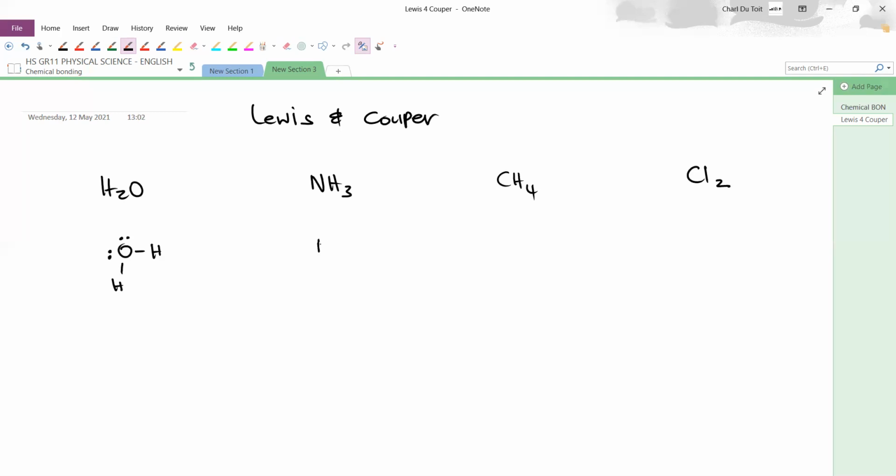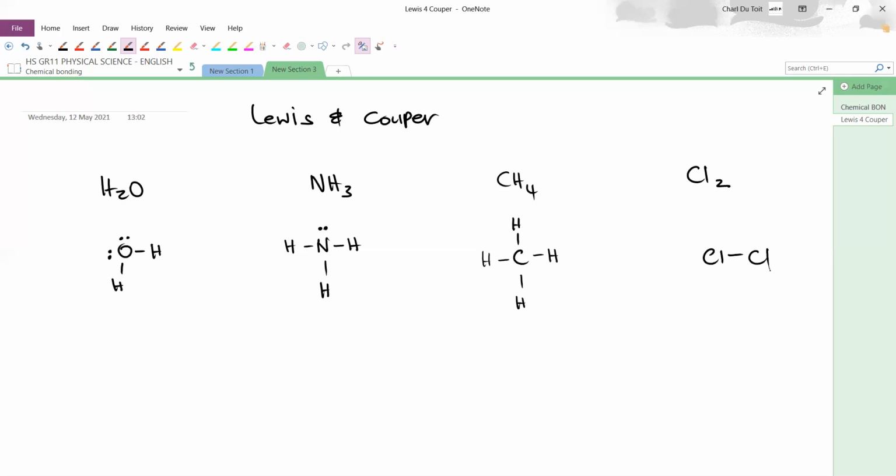Okay. And ammonia is NH3. And then there's 1 pair of lone electrons. Good. CH4, methane, looks like that. And chlorine gas just looks like that.